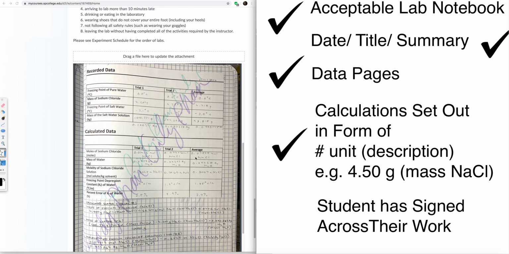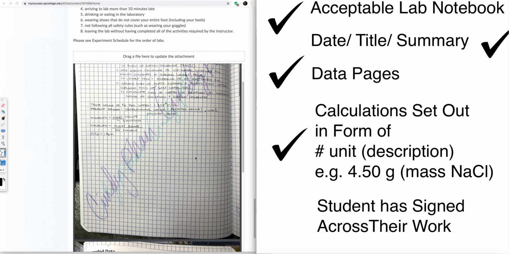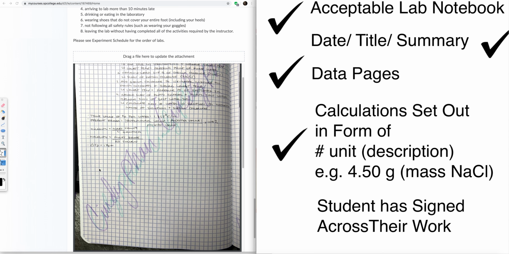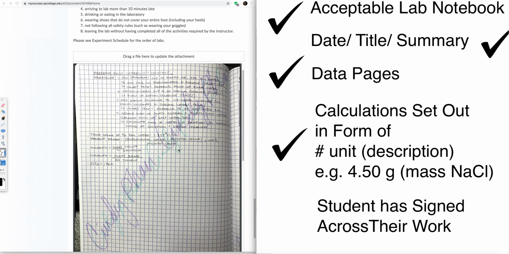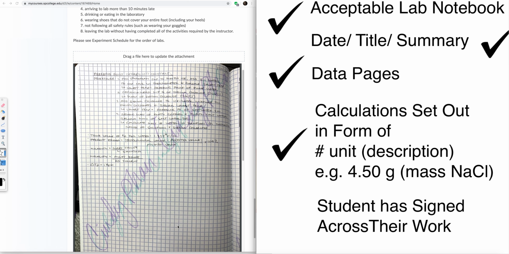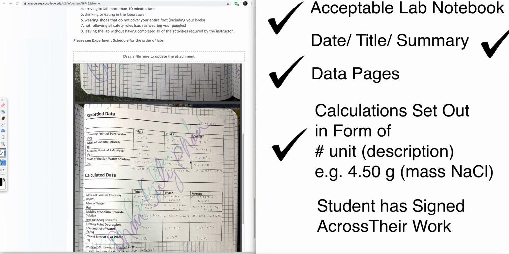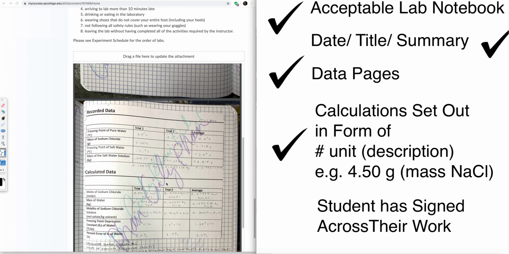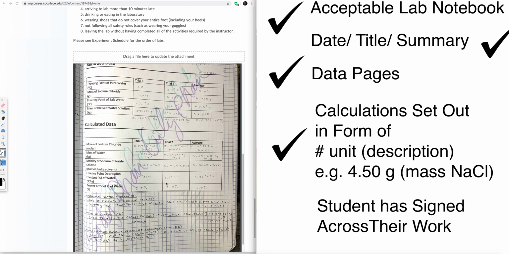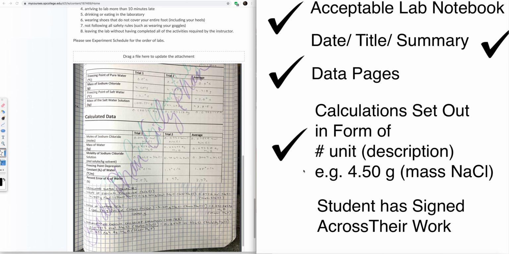And finally, you can see that the student has signed across the lab book with their name, and they've signed across their work as well. They haven't just put a signature up in the corner or down the bottom here. They've signed across their work here. Also, they've signed in a way that it can't be erased, and that's important to me as well. Alright, so that requirement has been met too. So the student has met all these different requirements for their lab notebook, and I would want you to do the same.